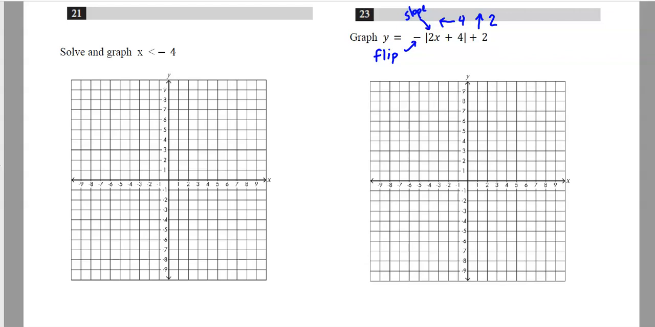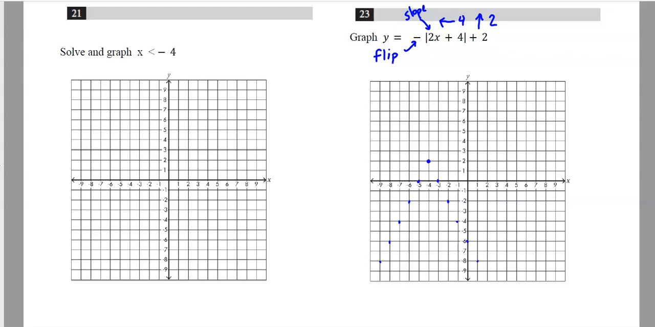This one's probably the hardest one we've done. So let's get the vertex first. I always start with the left and the up stuff. So I'm going to go left 4, up 2. So vertex is locked in. Now I need to flip it, so I know I'm coming down. And I believe I'm going to come down with a slope of 2. Down with a slope of 2.